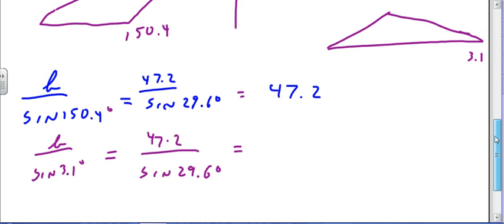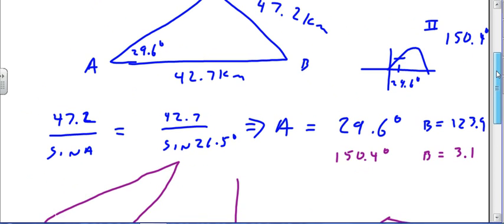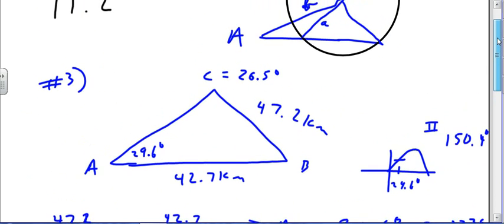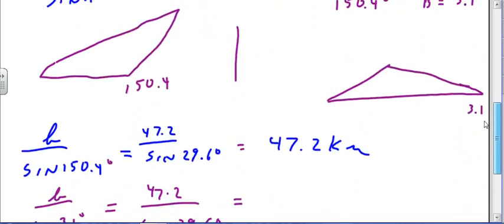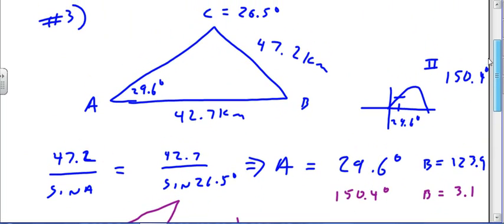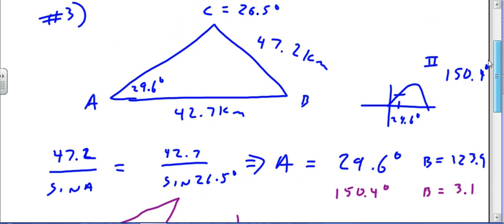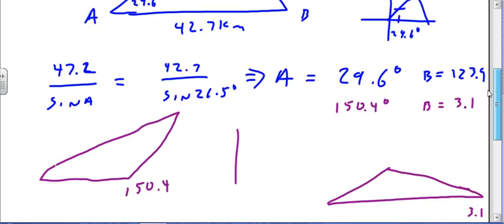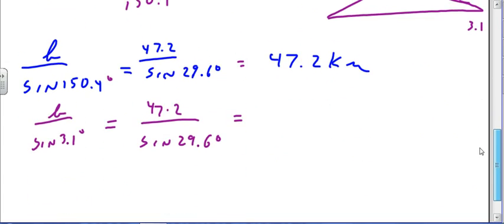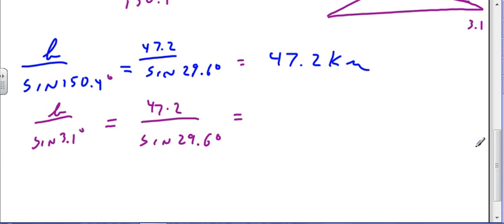27.2, and we're in kilometers. And the purple answer is going to be 47 point... Everything can't be 47.2, can it? How can the B guy be 47.2? He can't be. This is not an equilateral triangle. Alright, so what did I do wrong?